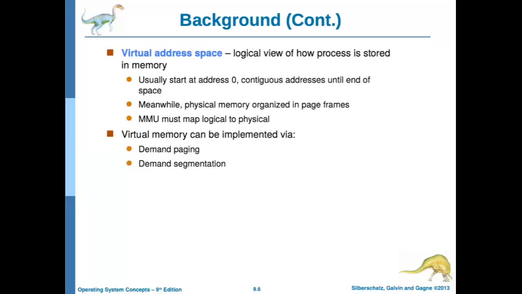Now, what is virtual address space? Virtual address space is the logical view of how the process is stored in memory. It is just a logical view, because we simply assume that we are actually making use of physical memory. It is a kind of simulation. The addresses start at 0 and are contiguous until the end of the space. So it is like address 0, 1, 2, 3, 4, up to any number you think of. There is actually no limit for that.